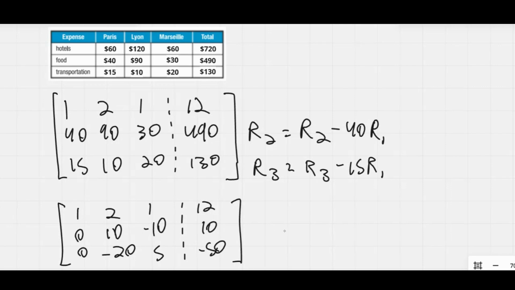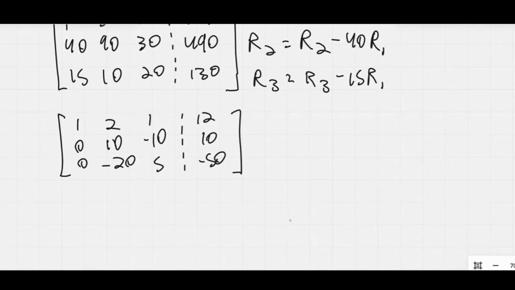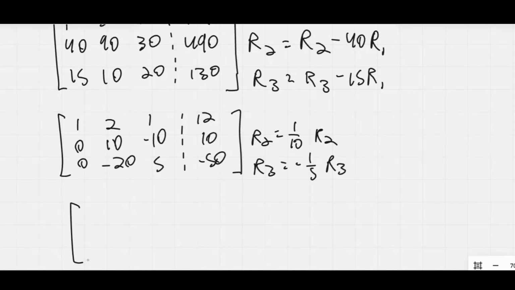All right, so what can we do from here now? Well, we can divide row 2 by 10 and row 3 by negative 5. So we can do that right now, actually. So row 2 is going to be equal to 1 over 10 times row 2. Row 3 is going to be equal to negative 1 over 5 times row 3. What does that leave us with?